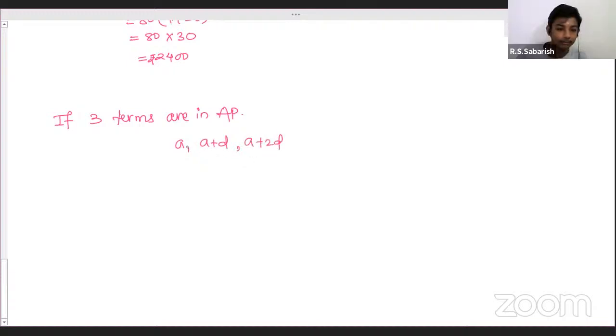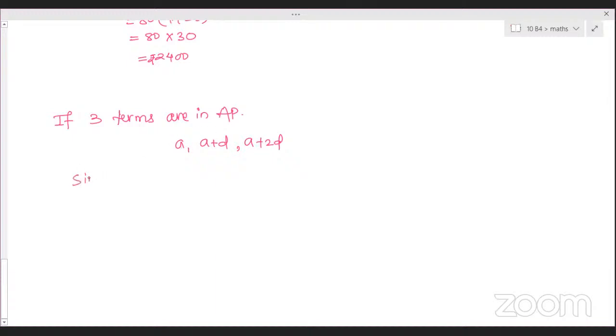Yes, ma'am. But if we take this, then there will actually be a linear equation in 2 variables or a cubic polynomial or quadratic polynomial, which will be much more difficult to solve with these values. So for simplicity only, making our calculation easier, we have considered 3 terms in AP as A minus D, A and A plus D.